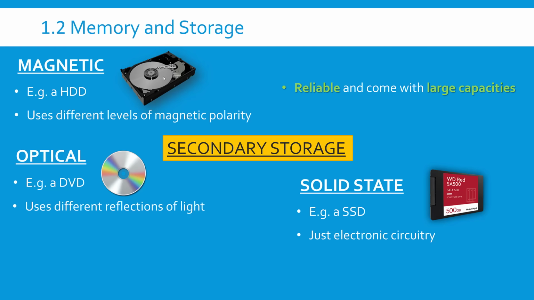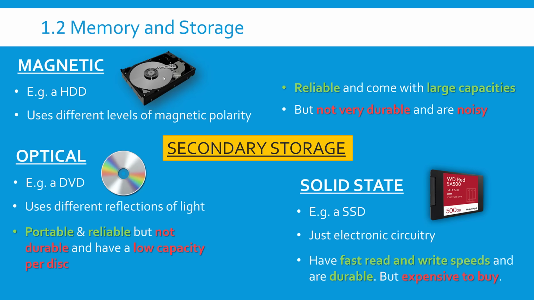You need to be able to evaluate these. So magnetic hard drives are very reliable, and they usually come with quite a large capacity, but they break quite easily, they're not very durable, and also the spinning disk produces noise. Optical discs are portable and reliable, but they're very undurable. You can scratch them easily, and per disk the capacity is much lower than, say, a hard disk drive. SSDs are the fastest secondary storage. They're really quick to read and write, and they're also durable because nothing's moving inside, but currently their cost is much higher.